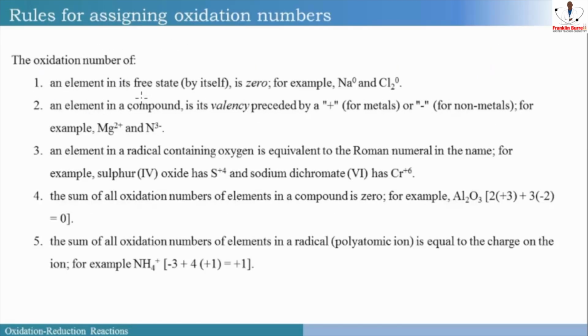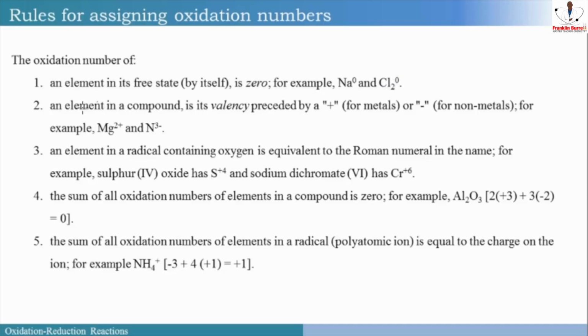So here are your rules for assigning oxidation numbers. Now they are not difficult, but you have to pay attention. Now, rule 1. If an element is in its free state, that is, it is by itself, its oxidation number is 0. So you saw where magnesium by itself was 0, H2 by itself 0, Al by itself 0, Cl2 by itself 0. As long as you are by yourself, you are 0. Remember that the elements that are diatomic cannot exist on their own, so they will bond to themselves, but they are still considered to be by themselves.